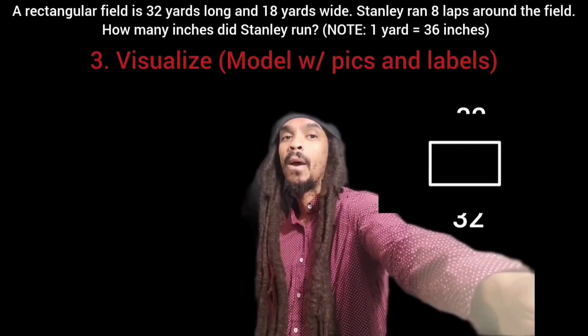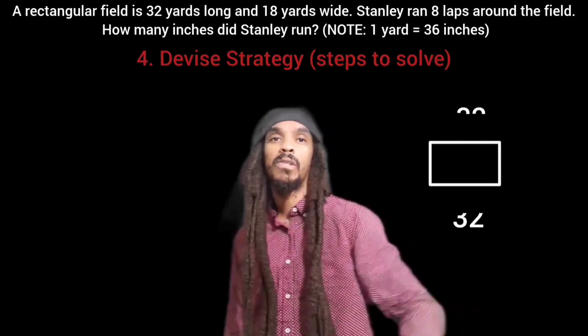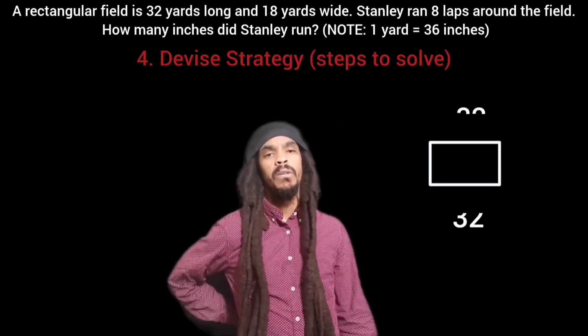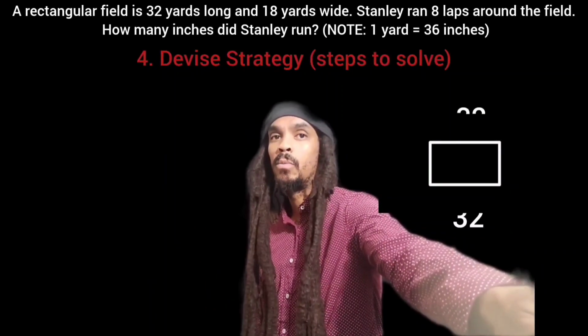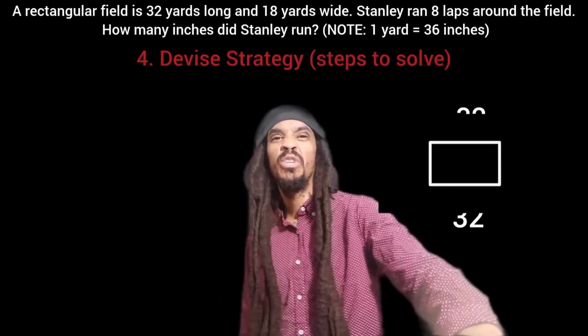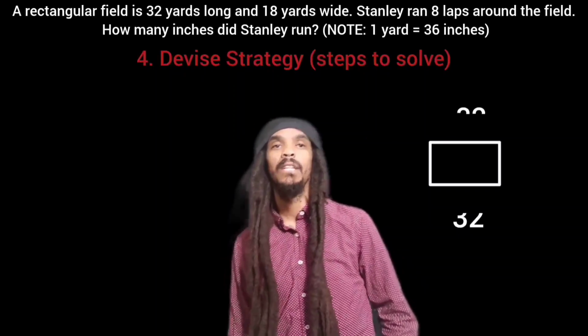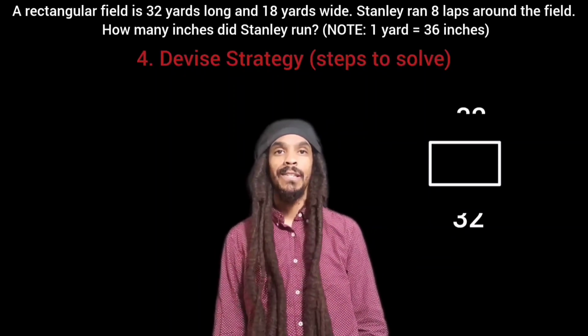All right. Now we need to come up with a strategy for going about solving this problem. Like, what steps are we gonna take? This is when you really want to look back at the original problem. We'll read it one more time. A rectangular field is 32 yards long and 18 yards wide. Stanley ran 8 laps around the field. How many inches did Stanley run?